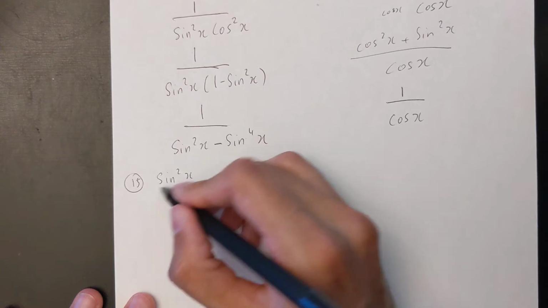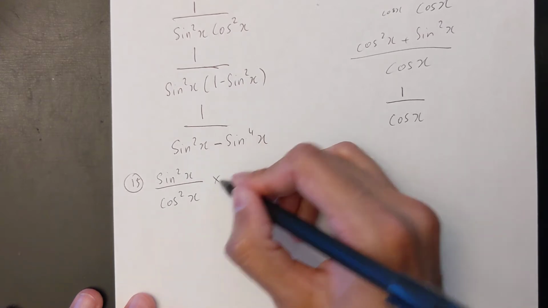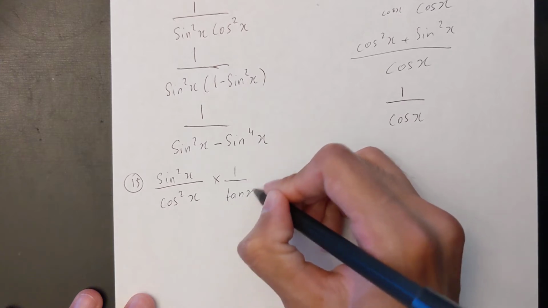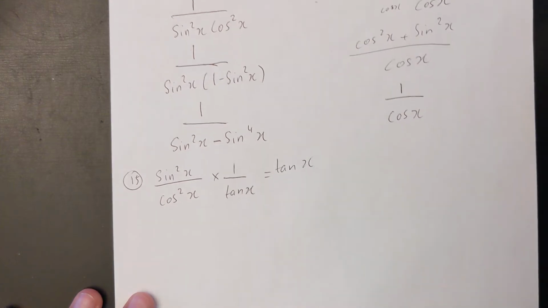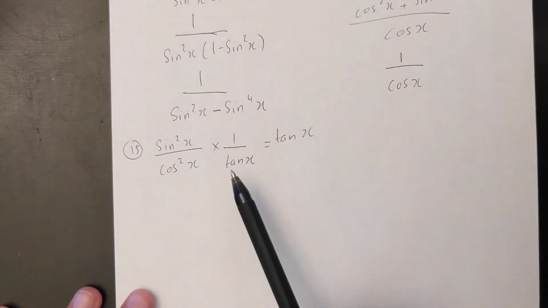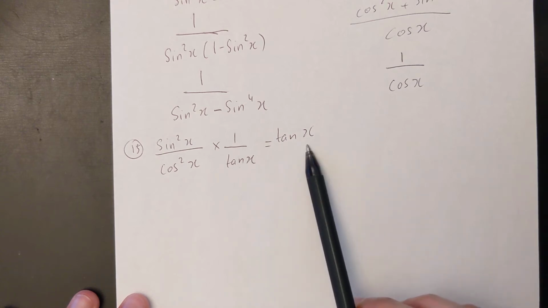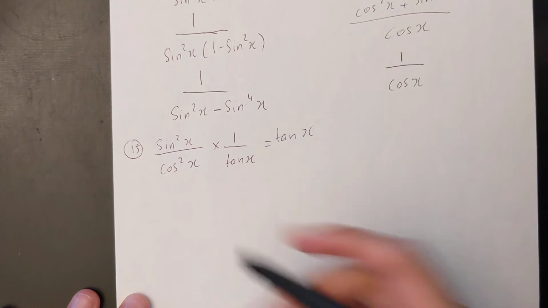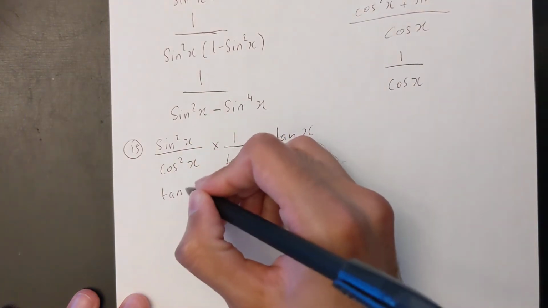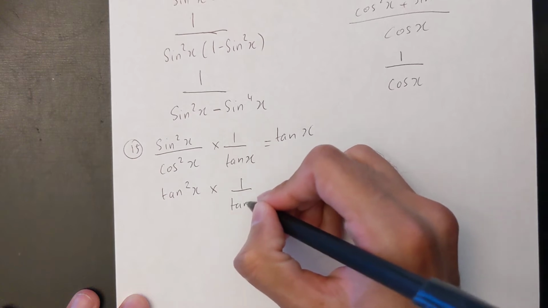Sine square x over cos square x times 1 over tan x equals tan x. Now you may be tempted to get rid of the tan x on this side, but if you look at the other side, there's only tan on the other side. So I instead want to convert this sine over cos into tan. And that's going to be tan square x times 1 over tan x.